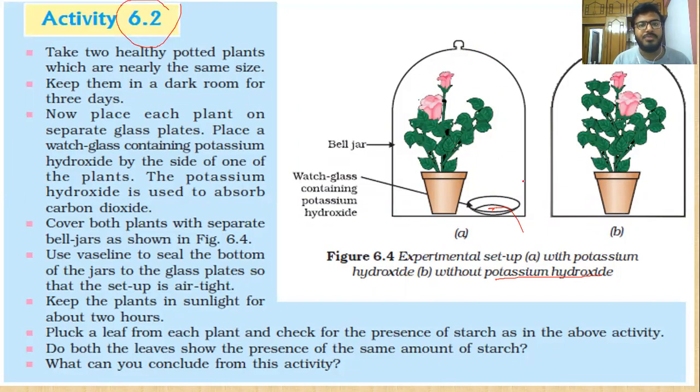So as in the first chapter, you remember the series, okay? So what will potassium hydroxide take? It will take all the carbon dioxide with itself. So carbon dioxide, CO2, jo yahan par plants mein jana chahiye wo sab kahan ja raha hai? Potassium hydroxide.